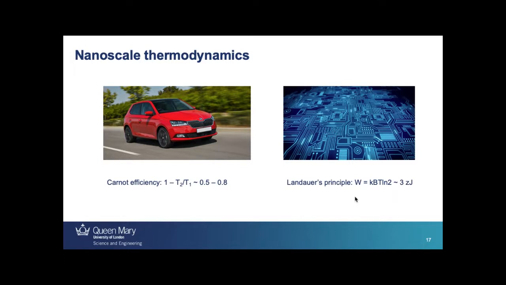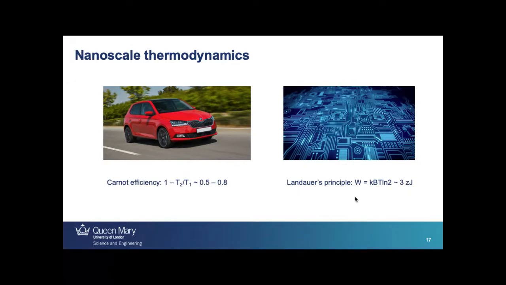Now there's also a thermodynamic limit for computing that's known as the Landauer principle. And what that essentially tells you is that the minimum amount of energy required to erase or create 1 bit of information is given by k_B T ln 2. And you can just derive that from thermodynamics. Now k_B T ln 2, at room temperature, is about 3 zeptajoule. So a zepta is 10 to the minus 21, I think. So that's a very small energy.